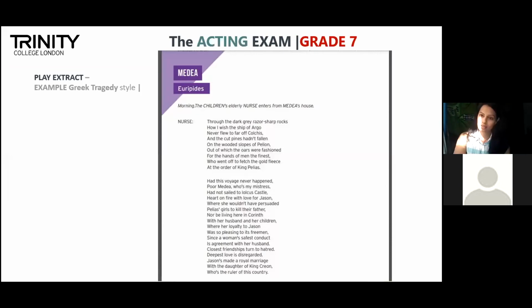So the first piece I have taken is from a Greek tragedy. Medea has had a broken heart because her lover has ditched her. So her nurse is very, very worried about Medea, and she's imagining a situation where maybe it would have been a better life for Medea if she hadn't chosen love. So here is the nurse's monologue for the same.